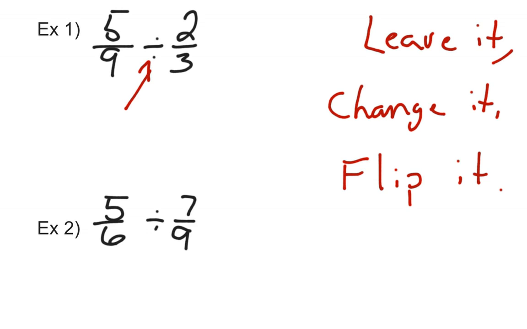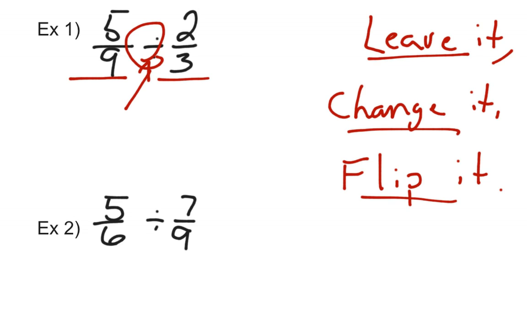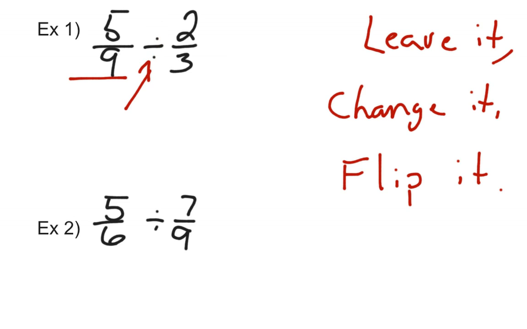Okay, so for example 1, when I'm doing 5/9 divided by 2/3, what I'm going to do is always rewrite it. And I'm going to say these 3 things, and I go in order. I'm going to do the 5/9, then division, then the 2/3. And I'm going to say these terms. Leave it, change it, flip it. Okay, so I start with the 5/9, and my first direction is to leave it. So the 5/9 I leave alone.